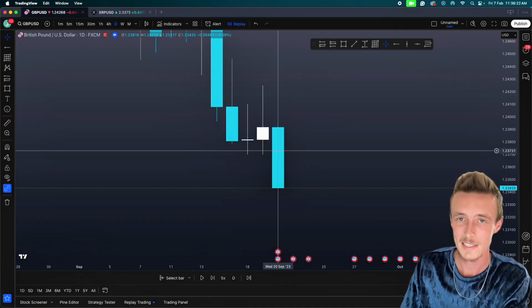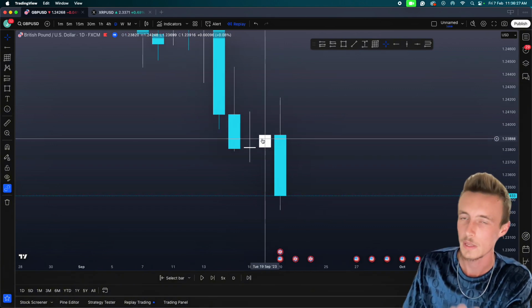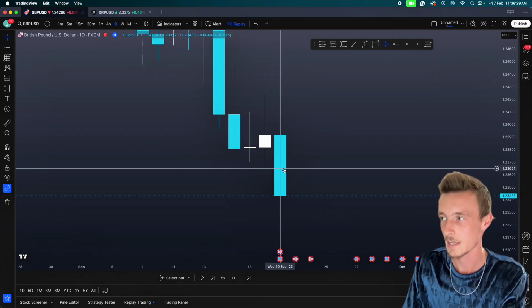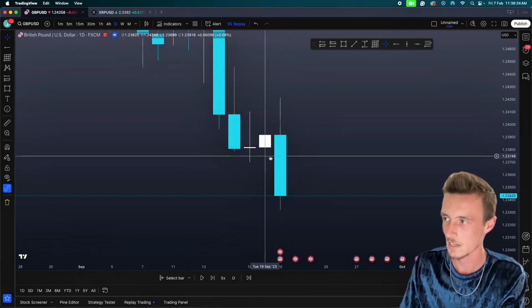We use the Wednesday candle on the daily chart, of course, and how Wednesday reacted with Tuesday. So this is the yesterday candle. This is the previous candle. In order to find Thursday, we are looking at how Wednesday reacts with Tuesday.